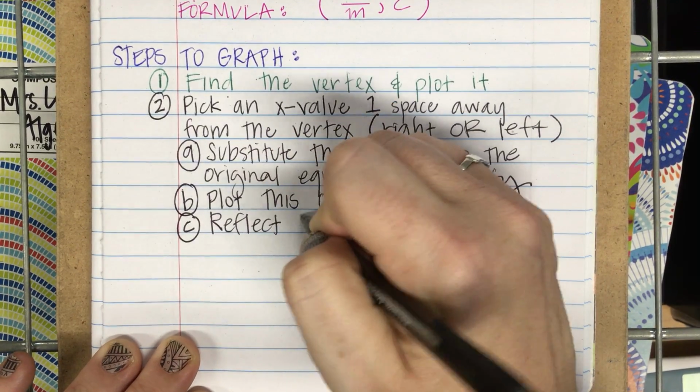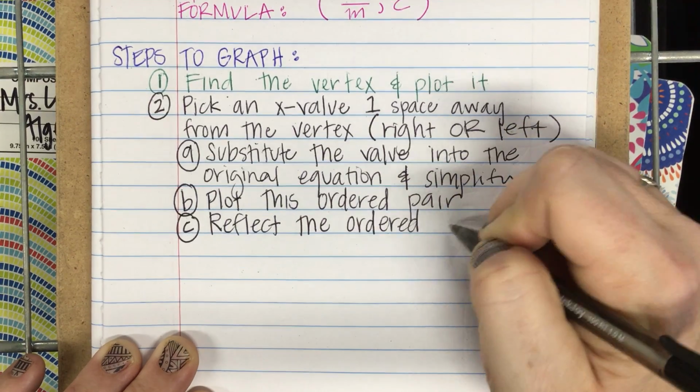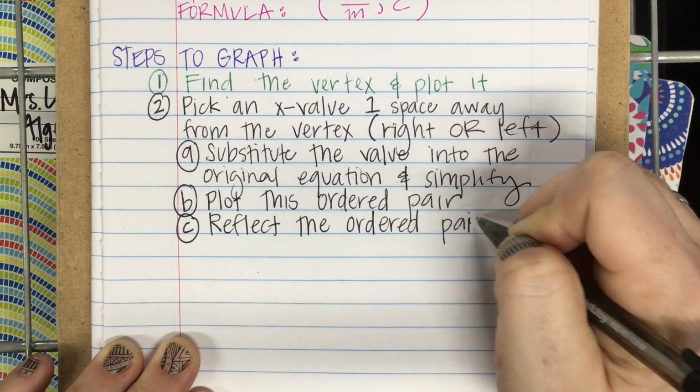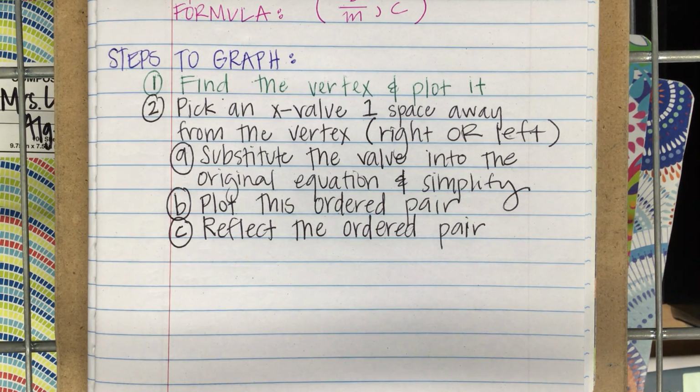Reflect the ordered pair. Because most absolute values have how many answers? 2. If it's one answer on the left, it's one answer on the right.